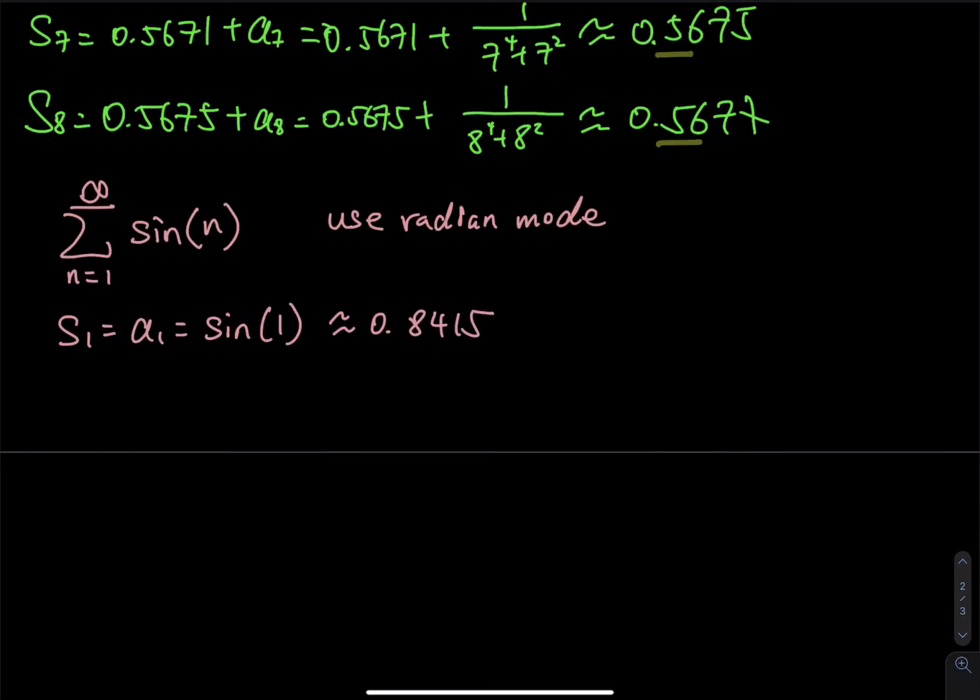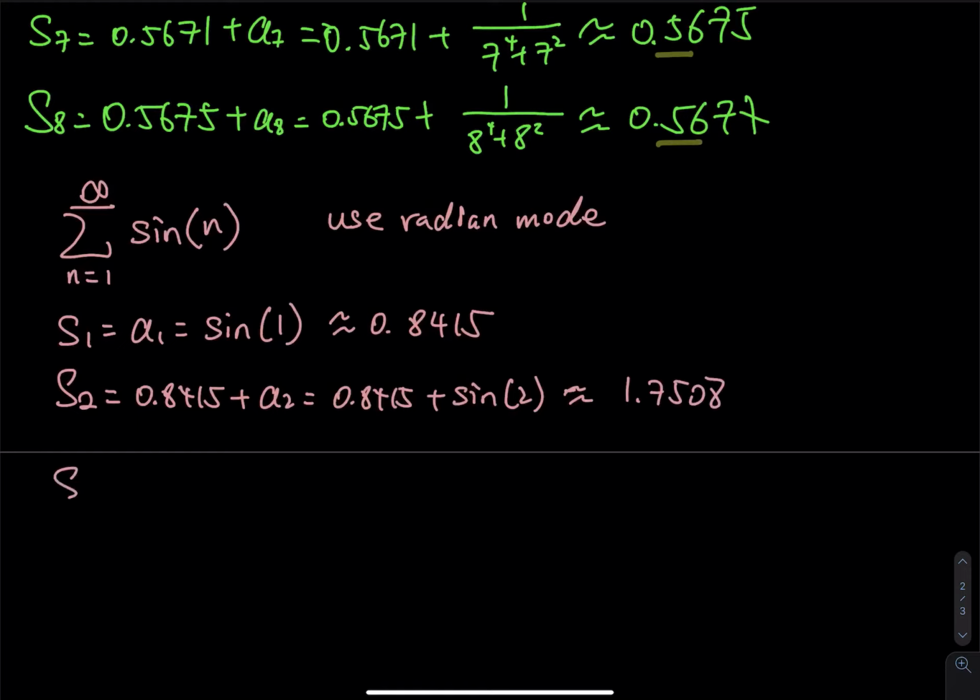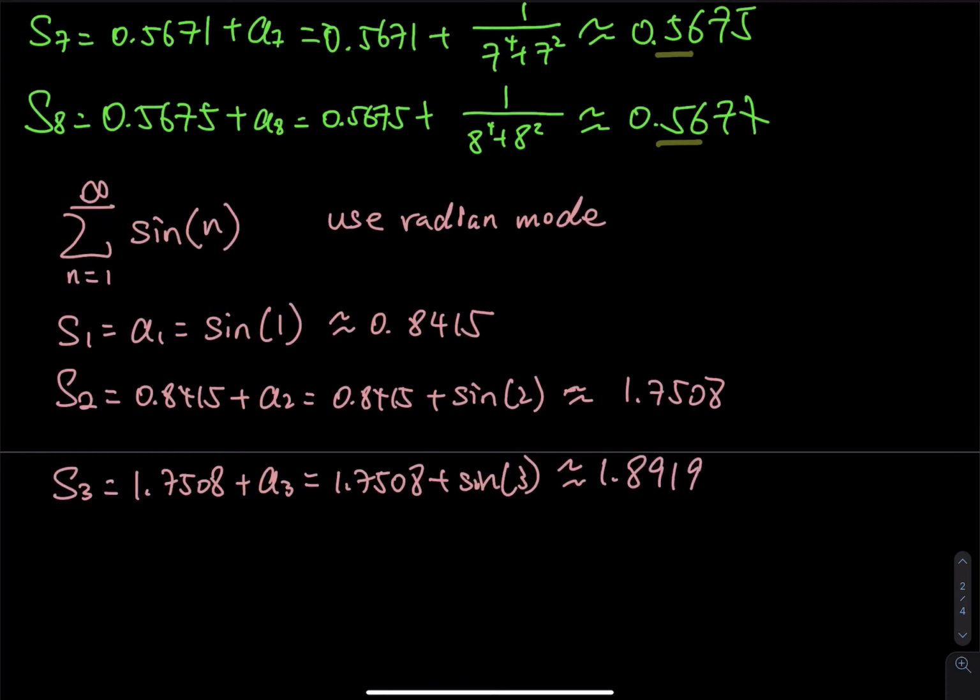And then S2, you take the previous sum, 0.8415, and then plus A2, right? So that is 0.8415 plus sine of 2. So that is around 1.7508. And then S3, you take the previous sum, and then you add the next term to it. So you have 1.7508 plus sine of 3. So that is approximately equal to 1.8919.